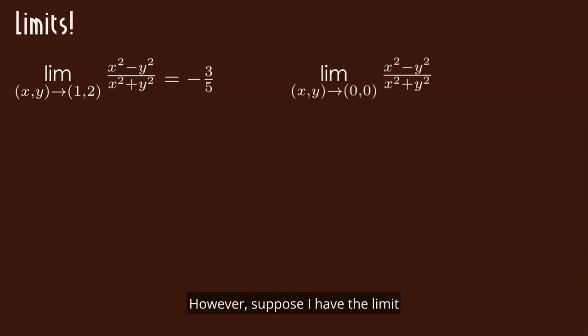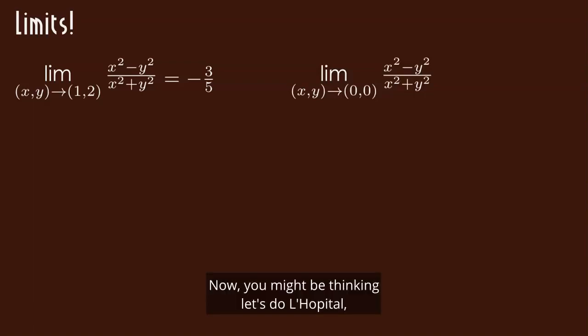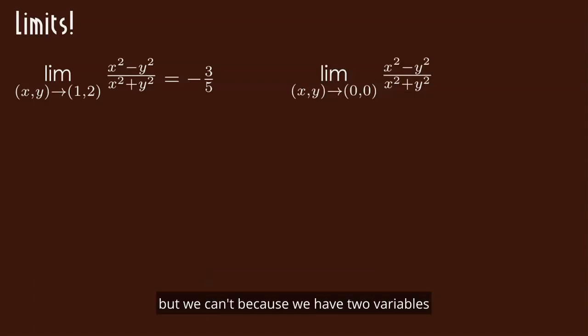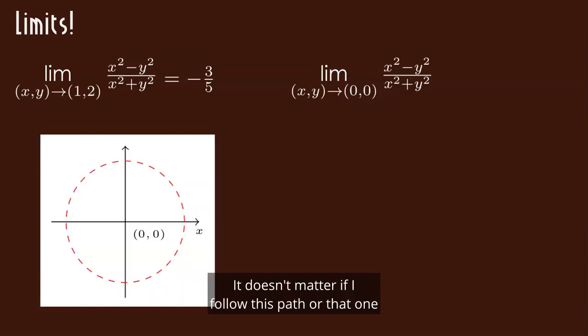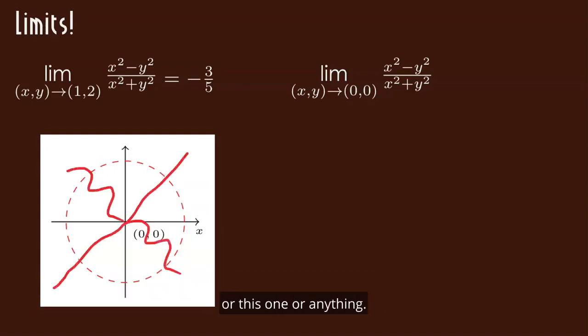However, suppose I have the limit of xy approaching 0, 0. That's not normal. If I plug that in, I get 0 over 0. Now, you might be thinking, let's do L'Hopital, but we can't, because we have 2 variables, and L'Hopital only works with 1 variable. So what we have to do is show that this limit doesn't exist. For the limit to exist, it has to be the same along any path you take to get to 0, 0. It doesn't matter if I follow this path or that one or this one or anything.